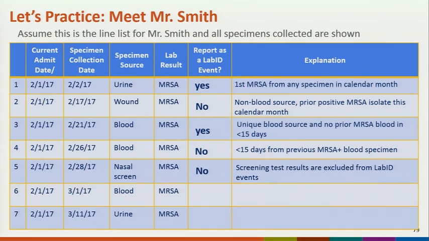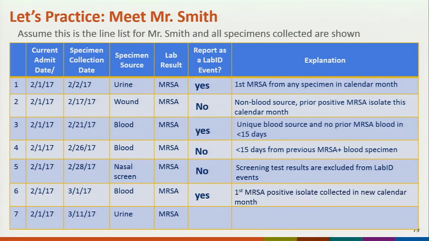On 3/1, we're in a new calendar month now, Mr. Smith had a positive MRSA blood culture. Do we report this? We do report it. So even though it's been less than 2 weeks since his last positive MRSA blood, right? This is a new calendar month. So that's the exception. When it's the first MRSA positive in the calendar month, you report it regardless of the specimen source.